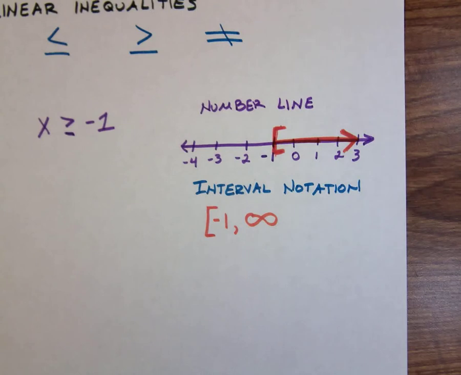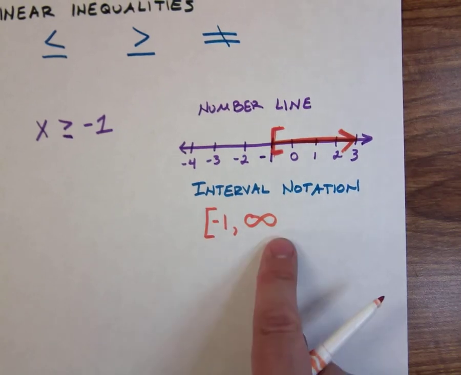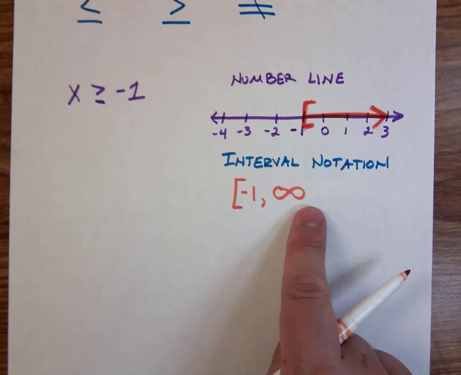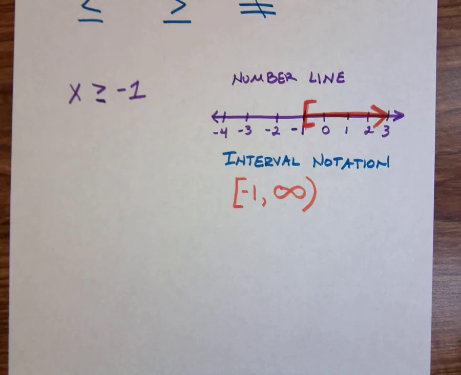So the bracket here means including -1. We include the number -1. We don't want to include the number infinity, and the reason we don't want to include the number infinity is because, I hope this doesn't break anybody's heart, infinity is not a number. So instead of a bracket on infinity, we put a parenthesis. That means not including infinity.